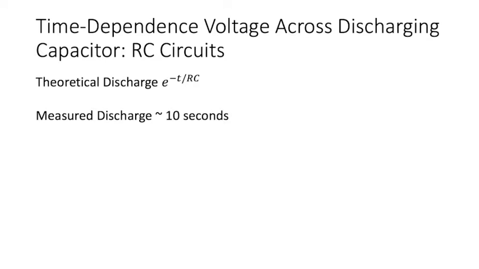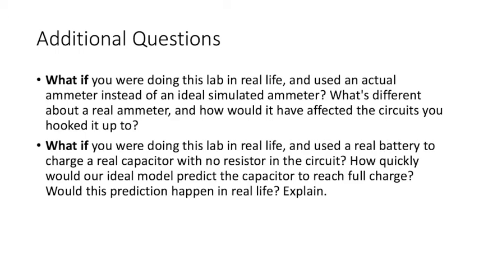The theoretical model of this graph indicates that the discharging trend of the plot should resemble e raised to the -t over RC. The measured value of the discharge was roughly 10 seconds. Now to answer the additional questions.